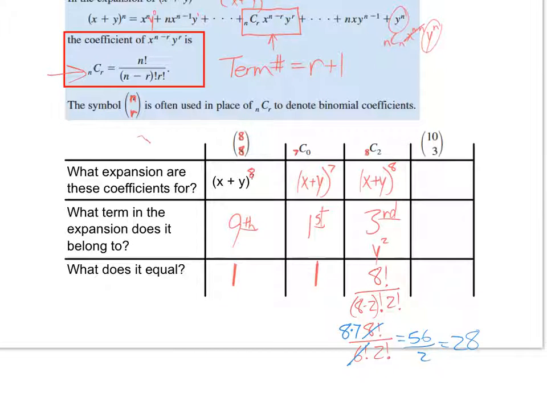Alright, our last one here, 10 choose 3. This would be for the expansion of x plus y to what power? The 10th. What term are we working with? The 4th. And someone tell me how we would figure out what this equals.